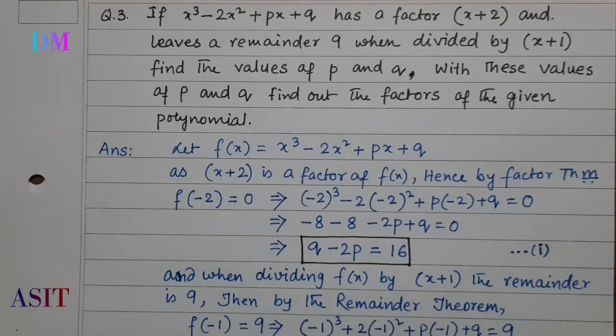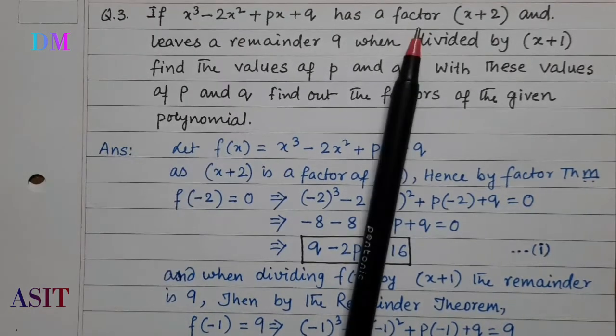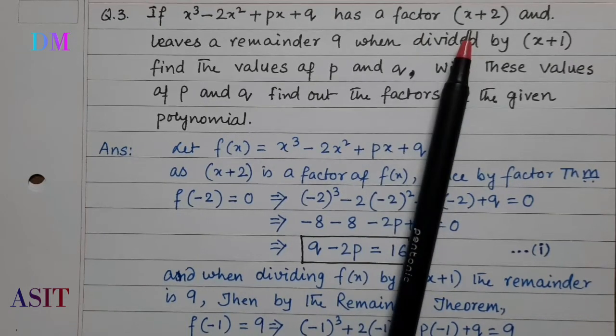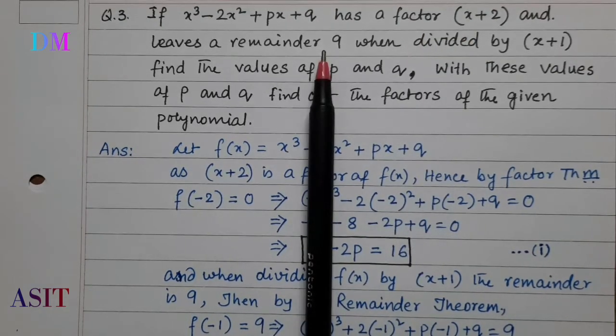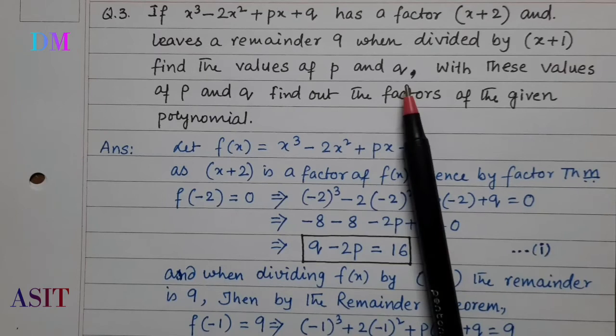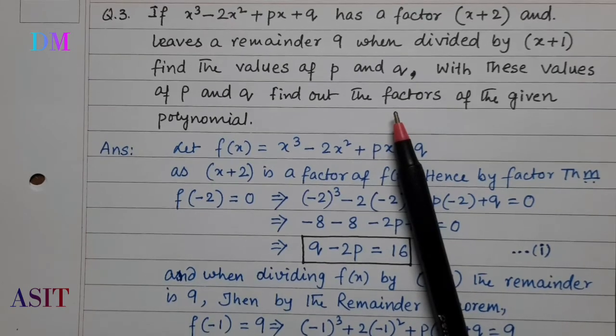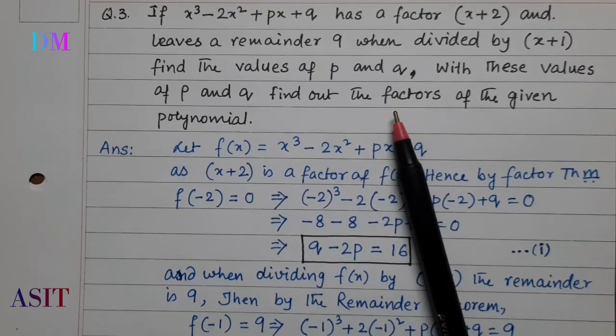Now let us move to the third question. It is given that if this polynomial has a factor x plus 2 and leaves remainder 9 when it is divided by x plus 1, then find out the values of p and q, and hence with these values of p and q find out the factors of the given polynomial.